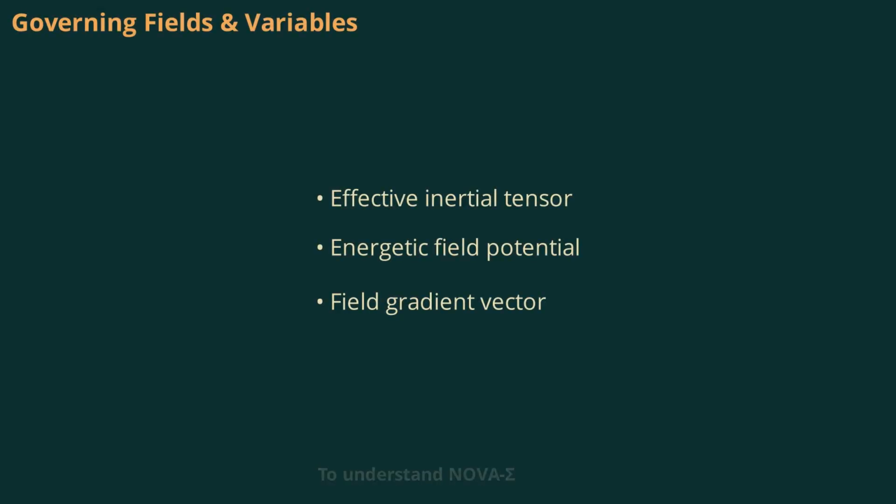To understand NOVA-Σ, it's essential to know the key variables and fields involved. The effective inertial tensor field, energetic field potential, field gradient vector, velocity components, and background metric all play crucial roles. These variables interact to define how the craft manipulates its own inertia and field environment, enabling precise control over motion and stability. Each parameter is mathematically modeled to ensure predictable and controllable behavior.